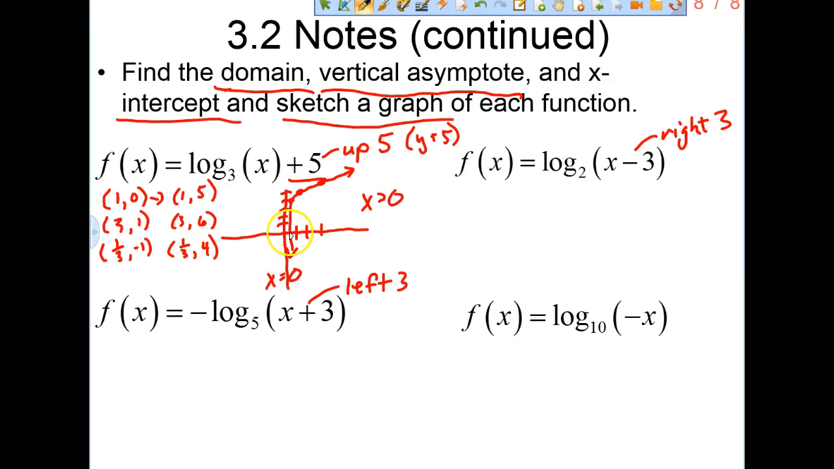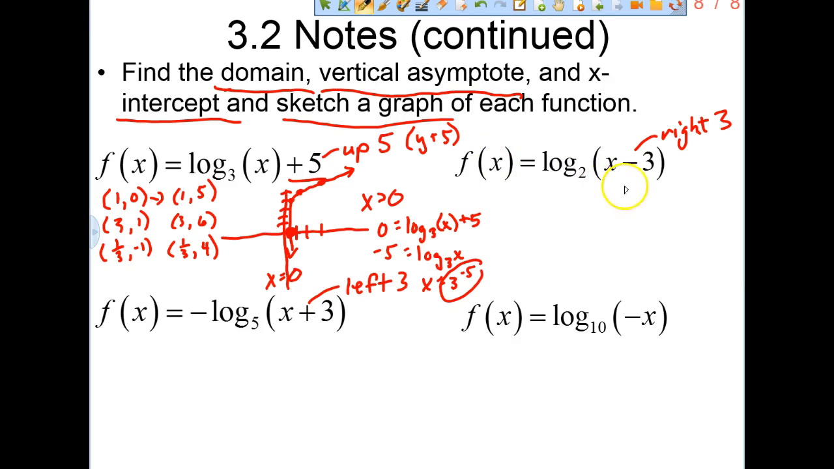What about the x-intercept? There is an x-intercept here, right? So the x-intercept, remember, is the value of x when y is 0. So that means that the function is 0. So 0 would equal the log base 3 of x plus 5. So how would I solve this for x? Well, if I subtract 5, I get negative 5 equals the log base 3 of x, which means that x is 3 to the negative fifth. So the x-intercept is 3 to the negative fifth, or 1 over 3 to the fifth.